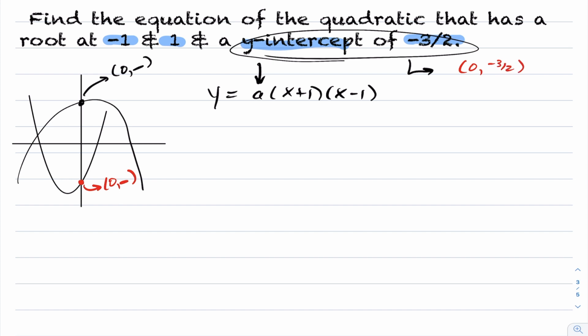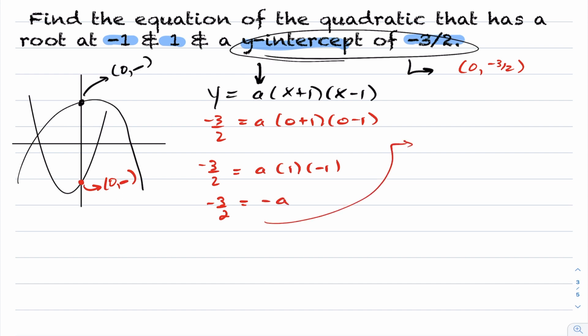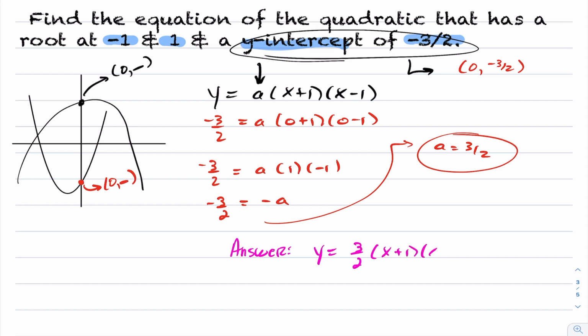So now I can sub this point into my equation, and I can go ahead and solve for a. So in this case here, we get -3/2 equals -a. And I can divide across by -1, and I get a is 3/2. So the answer to this problem here is going to be y equals 3/2 (x + 1)(x - 1).